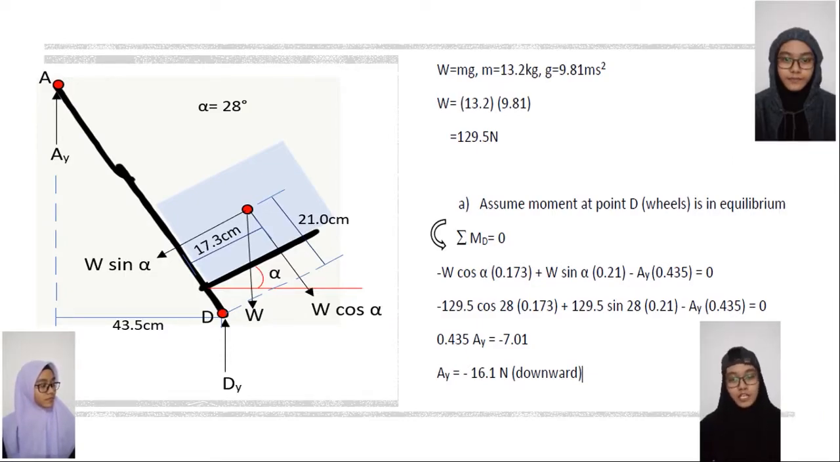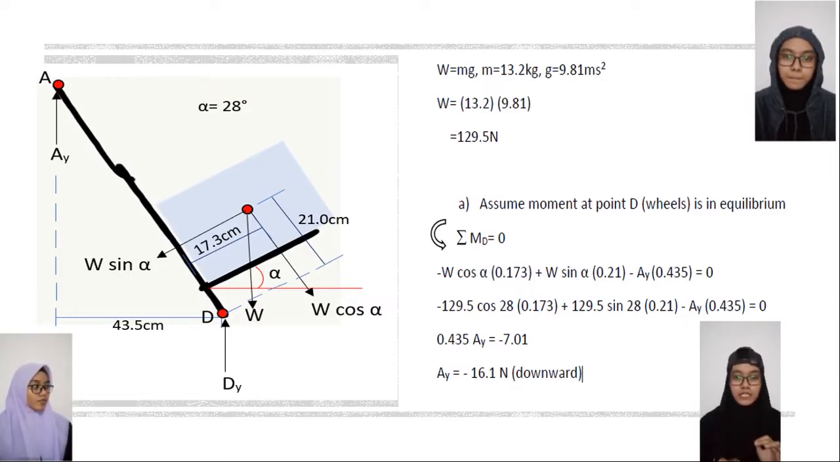Then we solve the equation and voila, we get Ay equals negative 16.1 Newton. Because Ay is a force, negative means it is in the opposite direction of the original y. So in this case, it is downward.